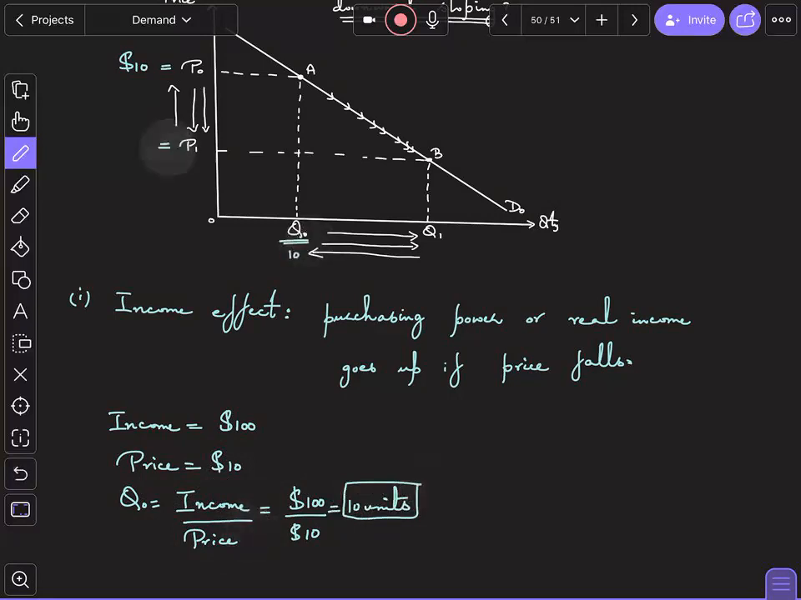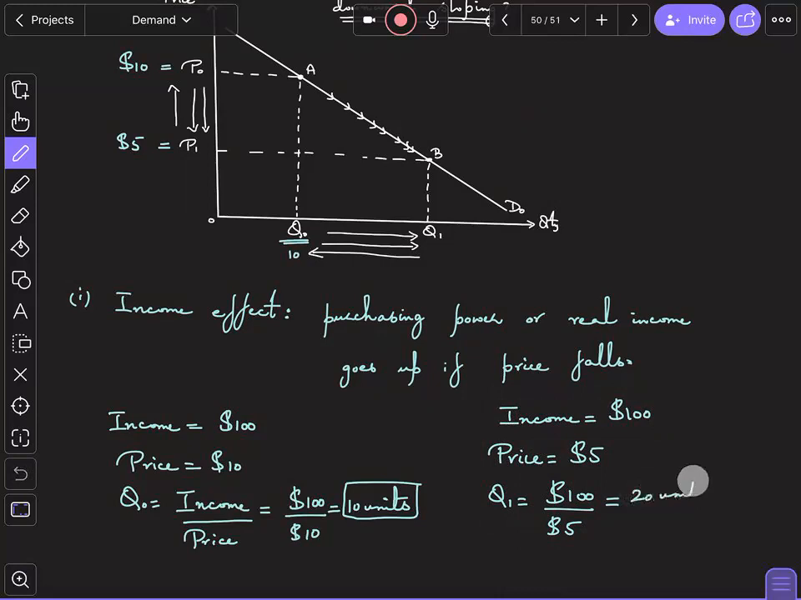Now let's say the price goes down to $5. Now your new price is $5. So let's say there is no change in income. The income is 100. Now what will be the quantity? If the price goes down to $5, the quantity q1 will again be your income upon the price, so it will be $100 upon 5, which is 20 units. So this is your real income, or income measured in terms of the good.